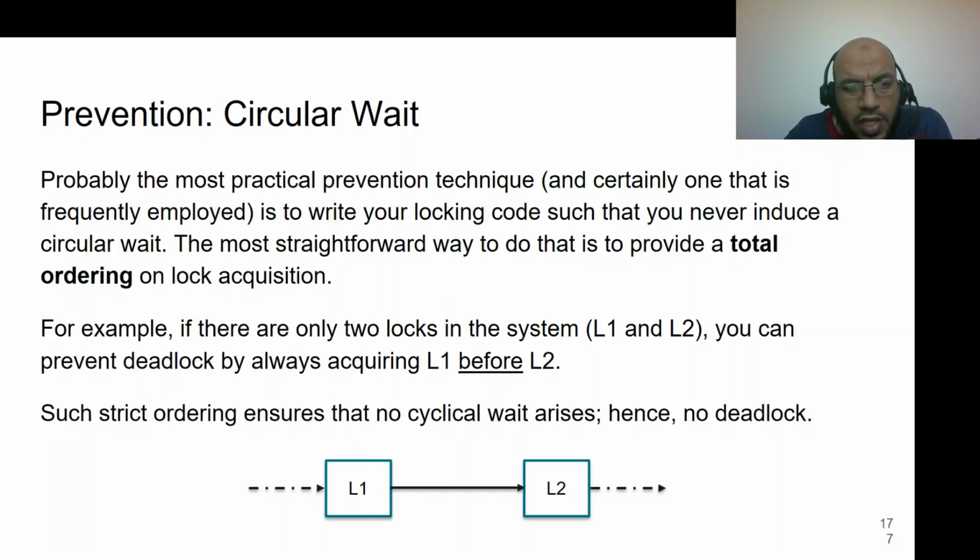So for example, if there are only 2 locks in the system, that's very simple. You basically say that you have to acquire L1 before L2. No one is allowed to acquire L2 before L1. Such strict ordering means that there will be no cyclic waits in your system. Hence no deadlocks.